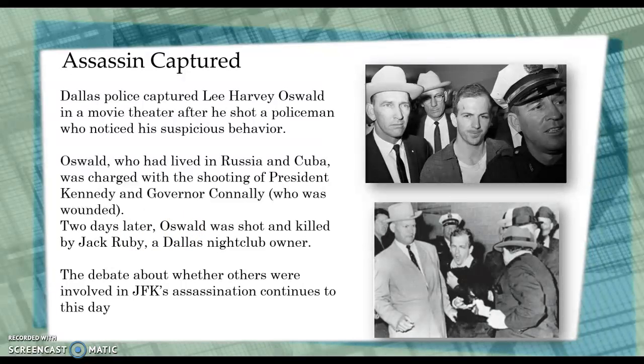As they're transferring him from one jail to another, a guy named Jack Ruby, who owns a nightclub in Dallas, shows up when this transfer between prisons is happening, and he shoots and kills Oswald. So the debate about whether others were involved in the assassination continues even to this day. Because the man who did it was immediately killed, nobody really ever knew what the motive was. It's very, very strange. And since then, lots of conspiracy theories have been investigated over the years.